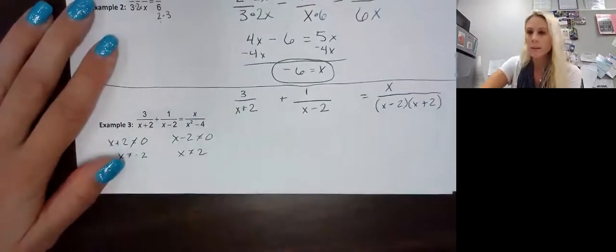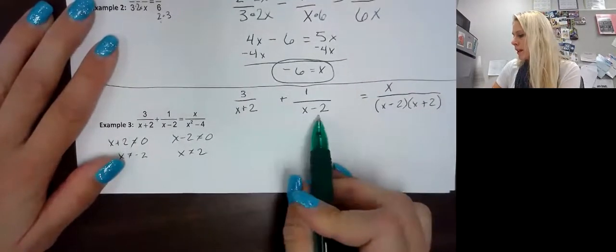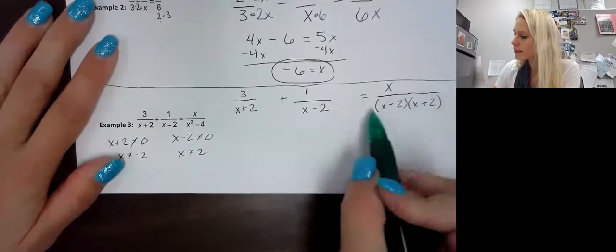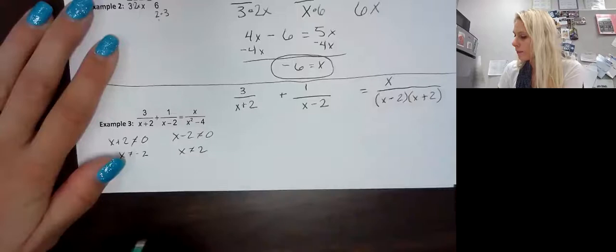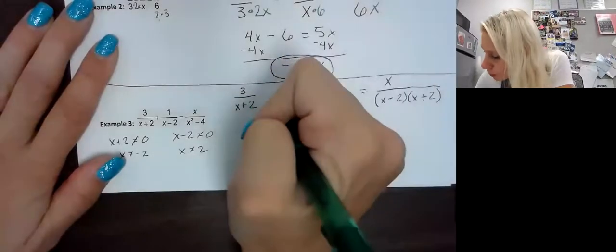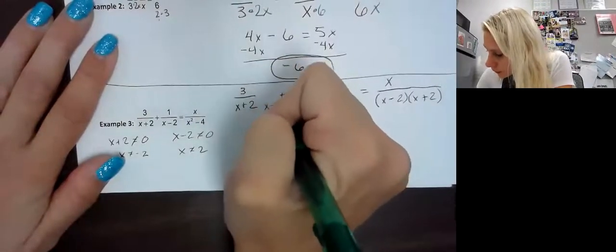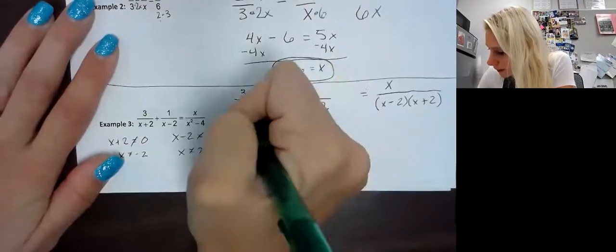All right, let's do our common denominator. If we see this is our common denominator, this has both the factors. So what are we missing here? We're missing an x minus 2. Now remember, these are grouped together.